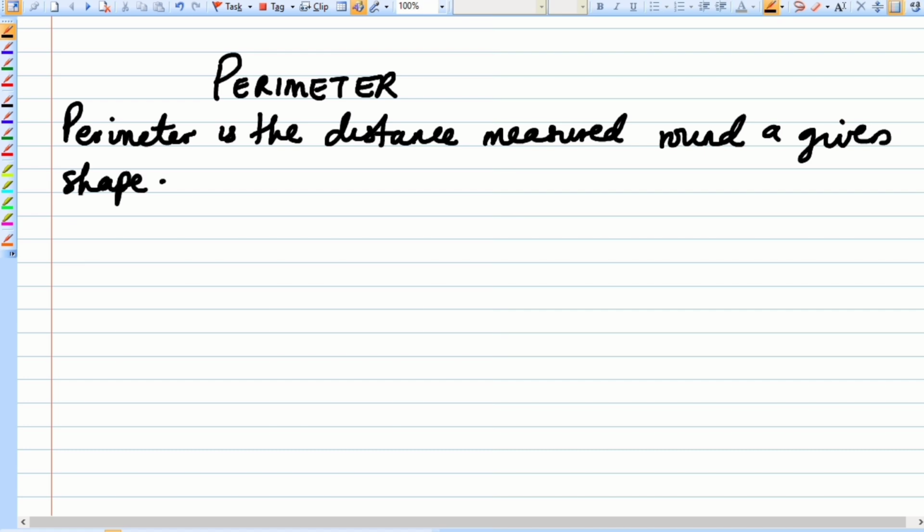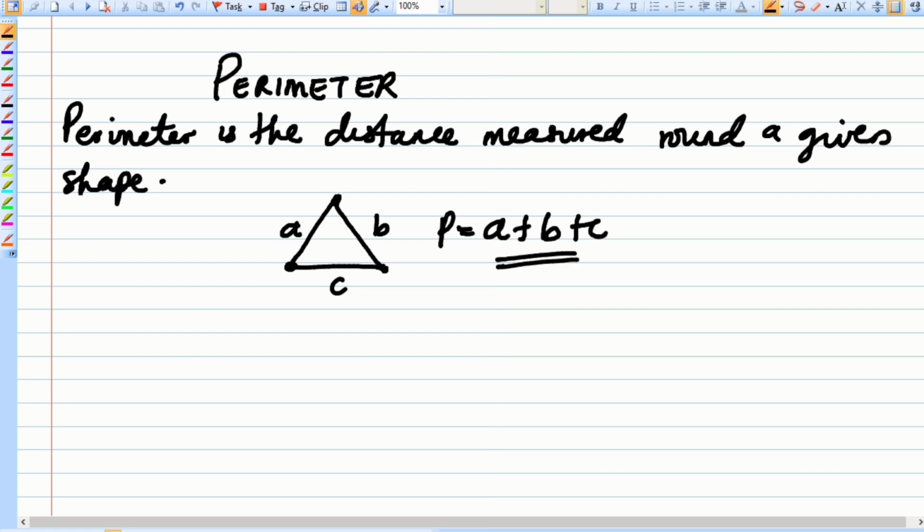Alright, so when we get a shape, for instance, if we have a triangle with sides A, B, and C. Let's say from this point to this point is A cm, or meter, or whichever unit of measurement. Then from that point to here is B cm, and from this point to this point is C cm. The perimeter would be the distance A plus distance B plus distance C. So that's what perimeter really means, just the distance measured around any given shape.